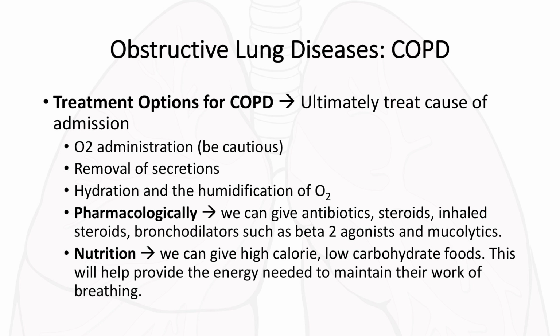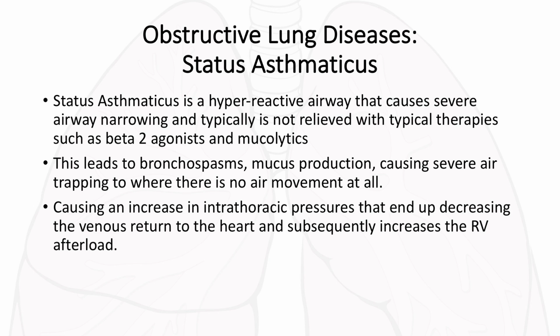Pharmacologically, we want to give them antibiotics if required, steroids, inhaled steroids, bronchodilators such as beta-2 agonists, that's your albuterol or levalbuterol, and mucolytics. For nutrition, we can provide high-calorie, low-carbohydrate foods. This will help provide the energy needed to maintain their work of breathing. So we're going to move on to status asthmaticus.